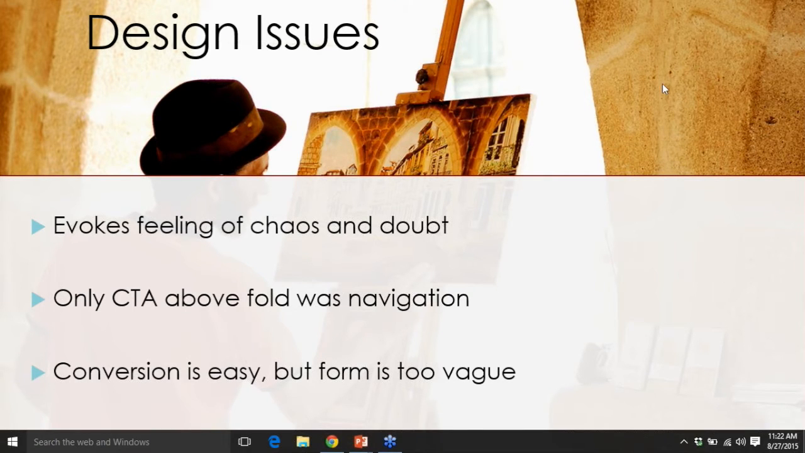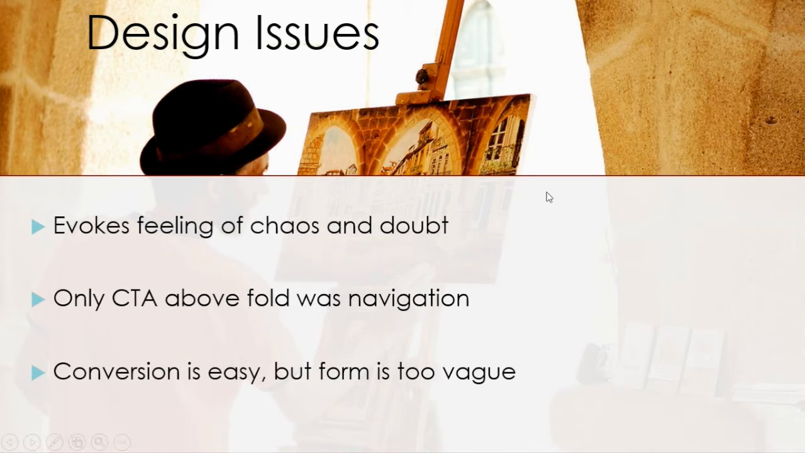So, design issues with that page. Feelings of chaos and doubt. What I mean by chaos is the random dots in the back. I didn't understand why they had that. Your design elements should speak towards the solution that you're providing. So, random dots going downhill doesn't speak towards a solution for me. The only buttons above the fold, they weren't even really CTAs, was the navigation bar. The conversion was easy, but it was too easy. For what I'm looking for, great landing pages, I feel like you need more from me than my name and email and message.